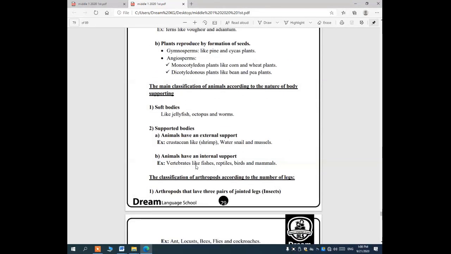Here we need to classify the animals according to the nature of body supporting. We have animals that have soft bodies like jellyfish, octopus, and worms. We have animals with supported body, whether this support is external or internal. If we talk about the animals that have external support, we will find shrimp, water snail, and mussels. Or if we talk about the animals that have internal support, we will find the vertebrates like fish, reptiles, birds, and mammals.